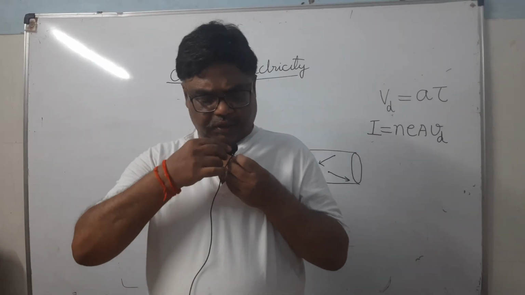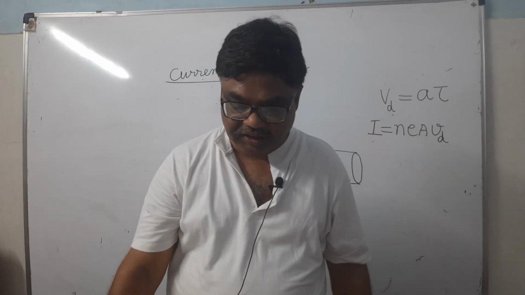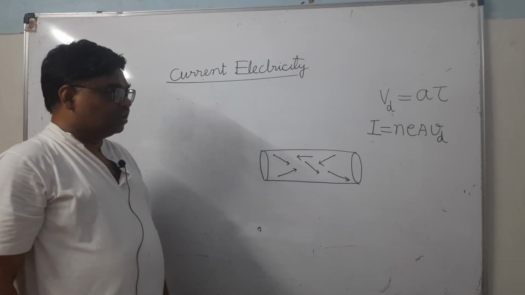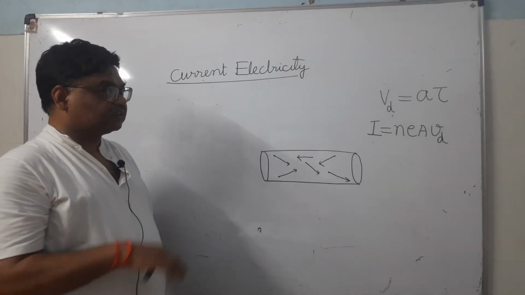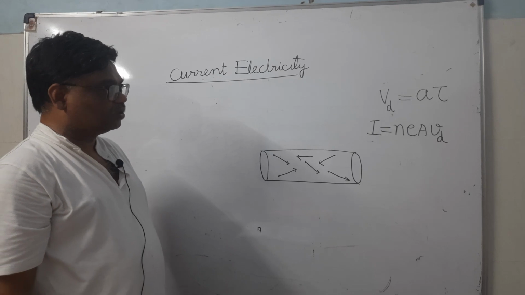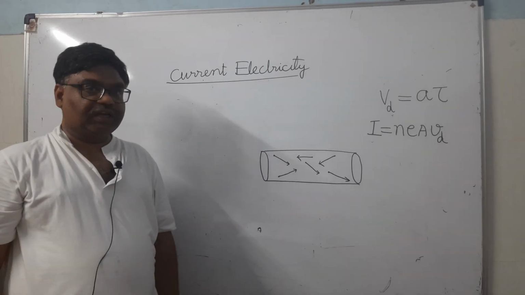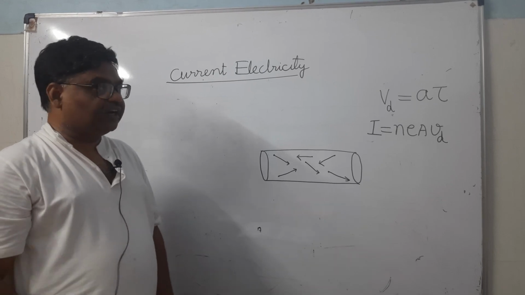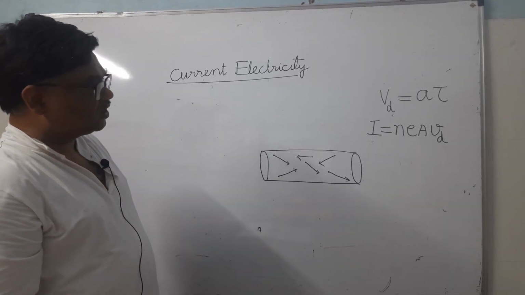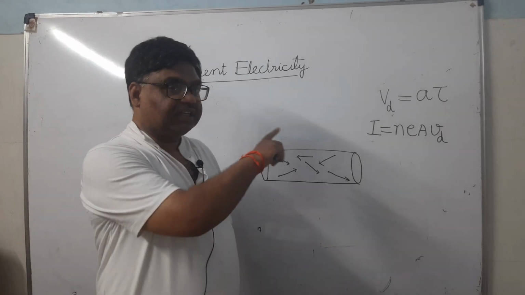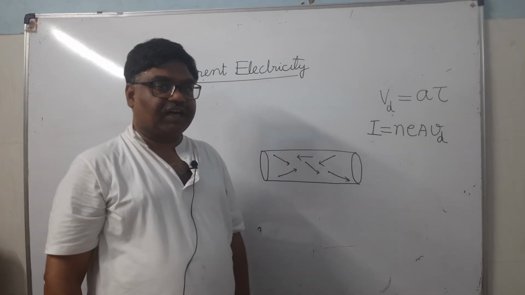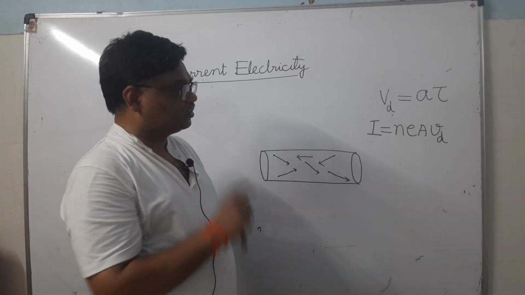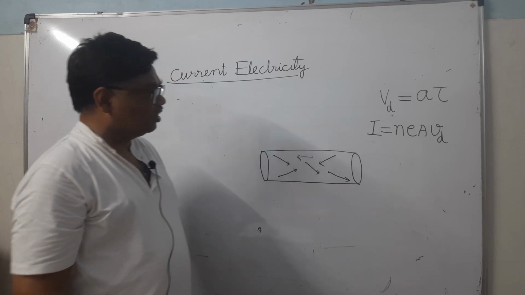So, in the third lecture of current electricity, today I am going to derive these two expressions. First is the expression of drift velocity, Vd equals A into tau. What is A? A is the acceleration of the electrons, here meaning free electrons, and tau is the average relaxation time. And second is the expression of electric current in terms of the drift velocity. So, these two derivations today I will explain.